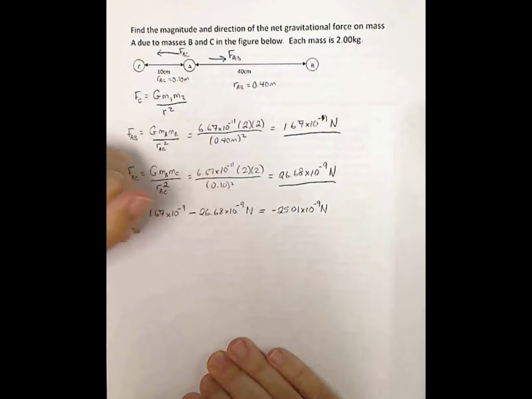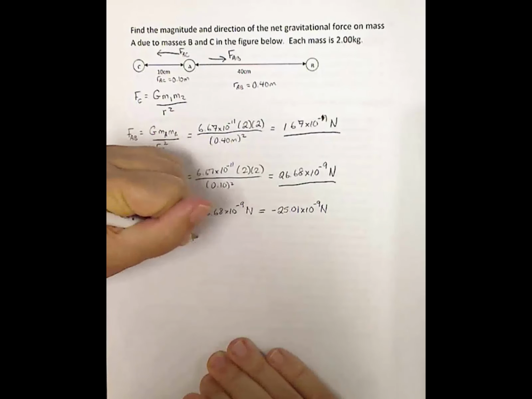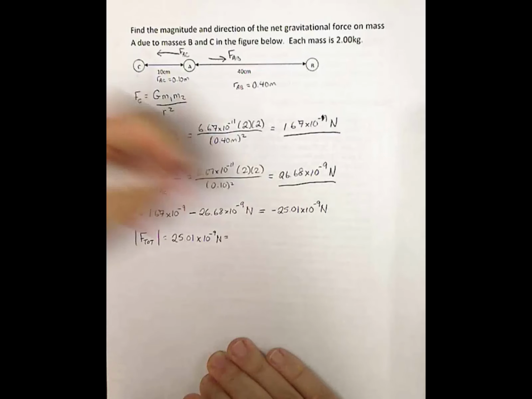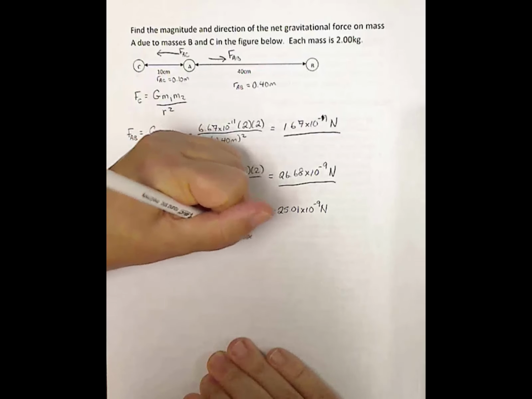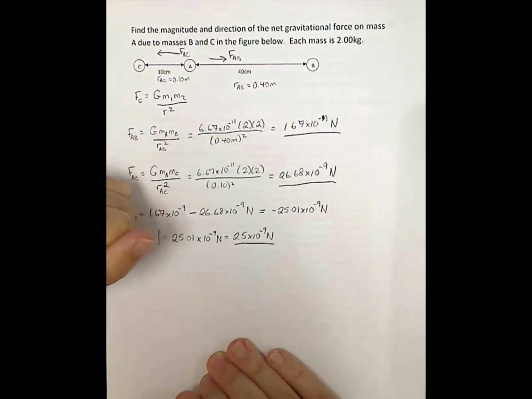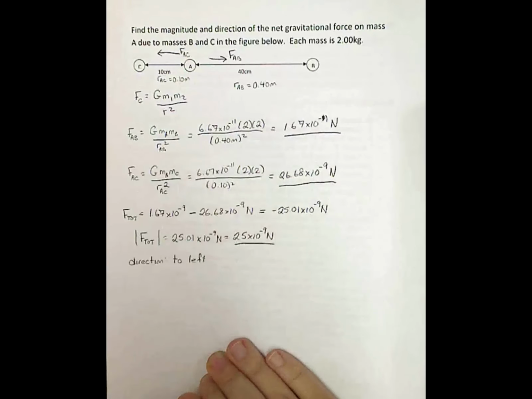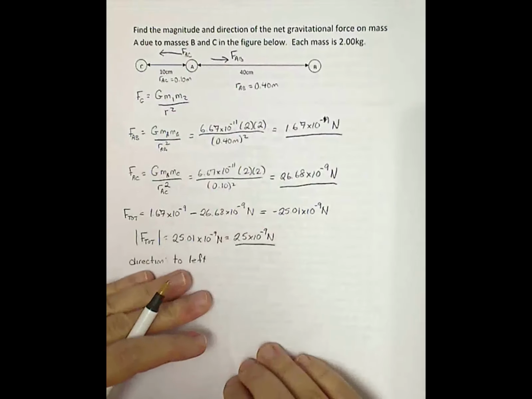So the magnitude of the force is 25.01 times 10 to the minus 9 newtons. And I've got 2 sig figs, it looks like, so 25 times 10 to the minus 9 newtons. And the direction, I've got a negative sign there for a one-dimensional problem, so it's to the left. So the net force is towards C from A.